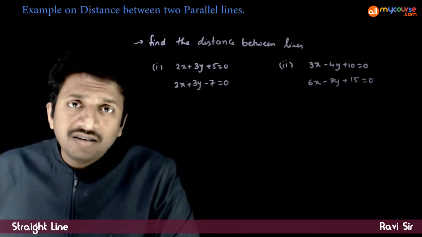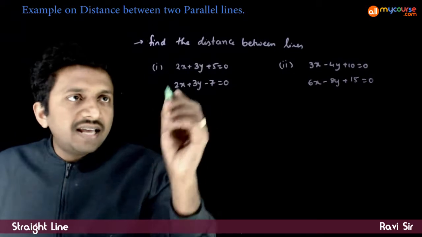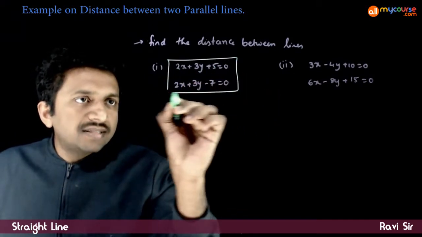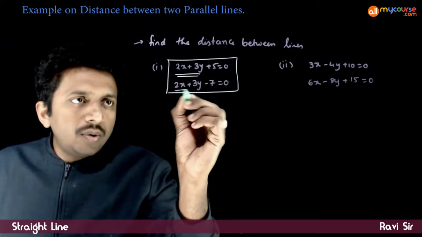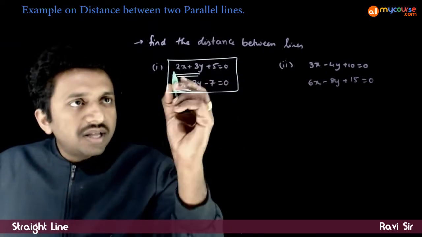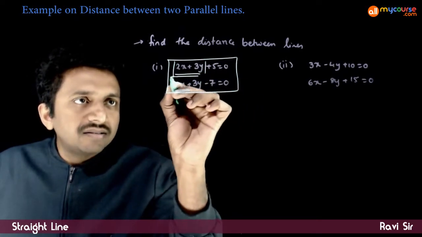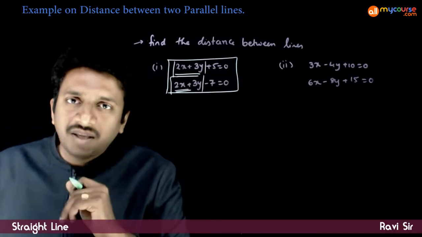So let us take these very simple examples. You're asked to find the distance between the lines 2x + 3y + 5 = 0 and 2x + 3y - 7 = 0. As you can see, these two are parallel lines, because 2x + 3y, 2x + 3y, this part remains same.